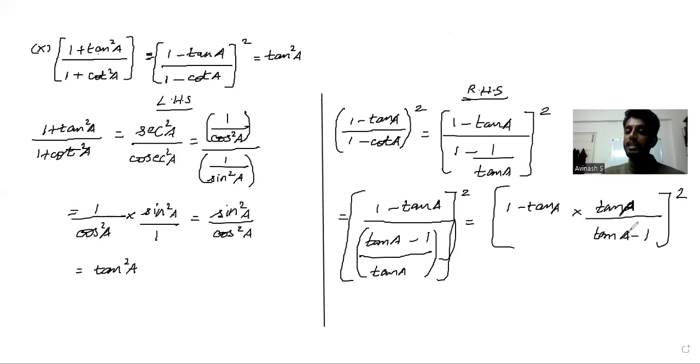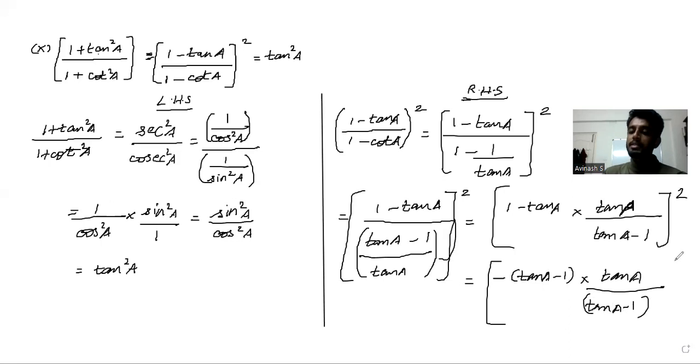Now you can cancel these two if they were of the same order, but they're of different order. So what I do is introduce a minus sign and change the order. We all know that if we introduce a minus sign, the order will get changed. If it is a positive term, there is no problem. Since it's negative, I'm introducing a minus sign and changing the order. So minus into tan A will become minus tan A, and minus into minus 1 will become plus 1. That will be maintained. So you get tan A divided by tan A minus 1.